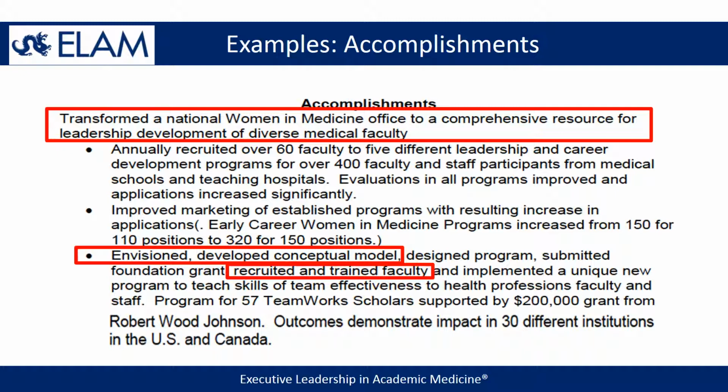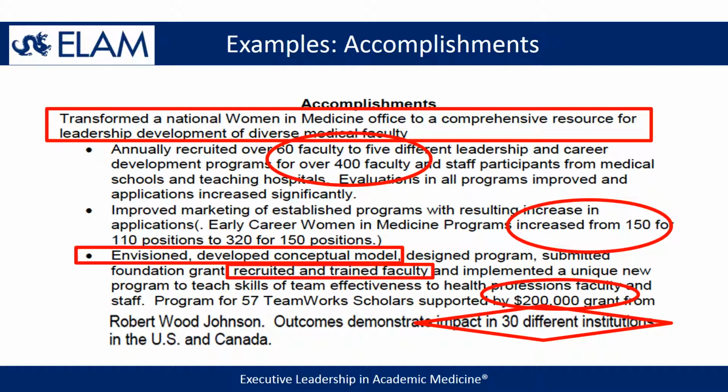Remember, we are scientists. Note the various ways the person showed in the results quantitatively. Recruited over 60 faculty, programs for over 400 faculty and staff, increased from 150 to 320 applications, obtained a $200,000 grant, and also qualitatively in ways that could be amplified upon in PAR stories in an interview, such as impact in 30 different institutions.